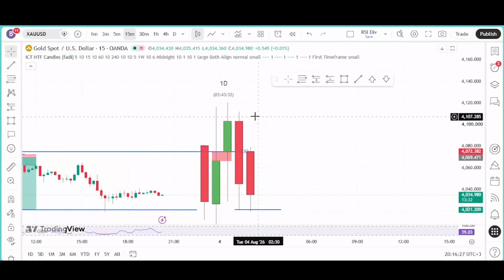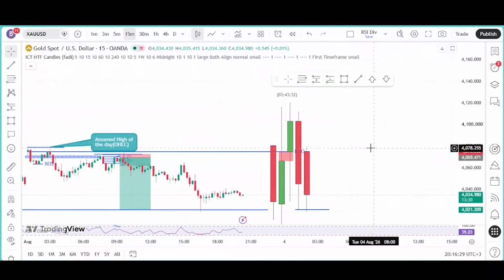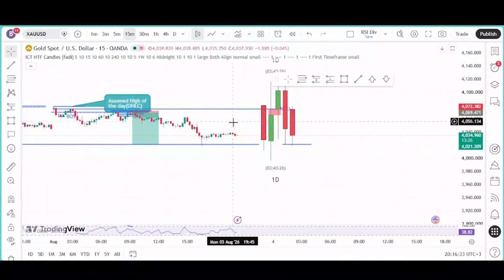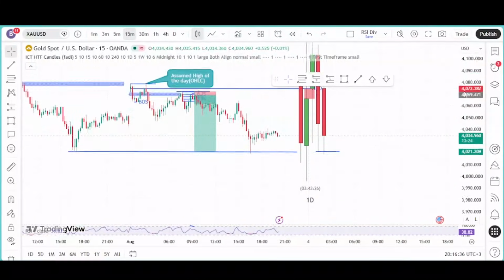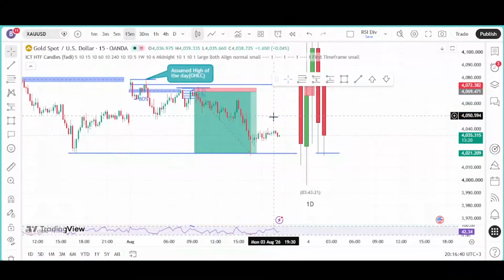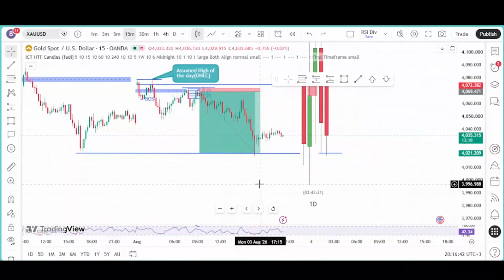If price was to move up, we will target Friday's high, and that is why I always love using the daily candlestick formation to trade the concept of open high low close or open low high close. So that is today's price action review for XAUUSD.